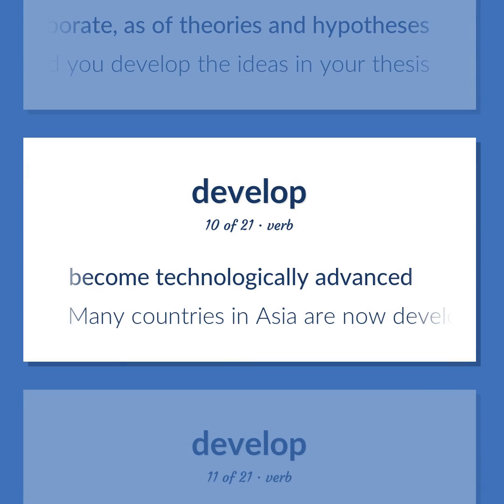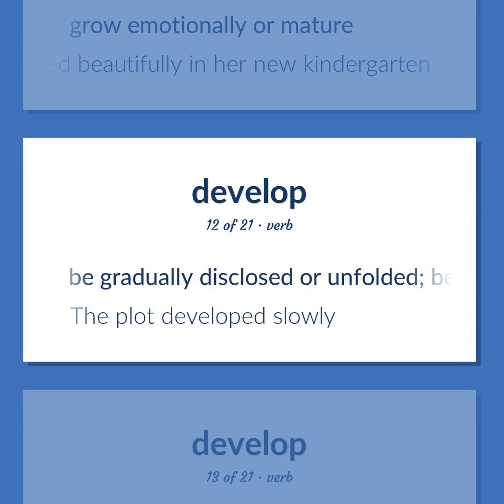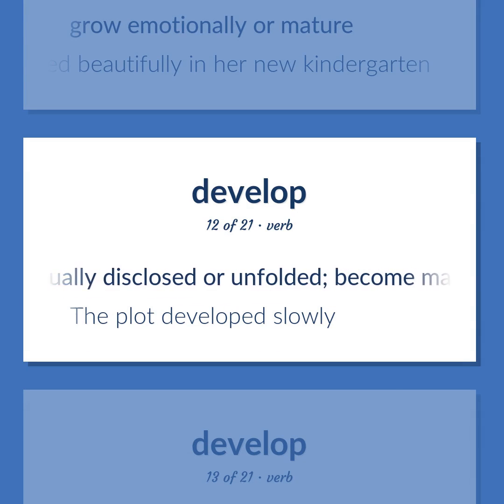Become technologically advanced. Many countries in Asia are now developing at a very fast pace. Grow emotionally or mature. The child developed beautifully in her new kindergarten. Be gradually disclosed or unfolded. Become manifest. The plot developed slowly.